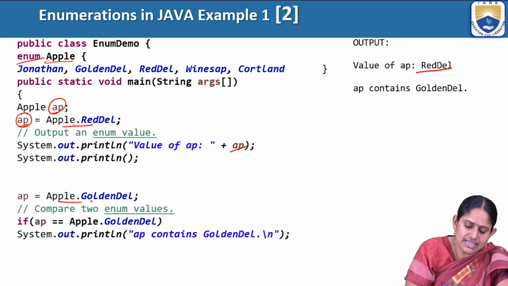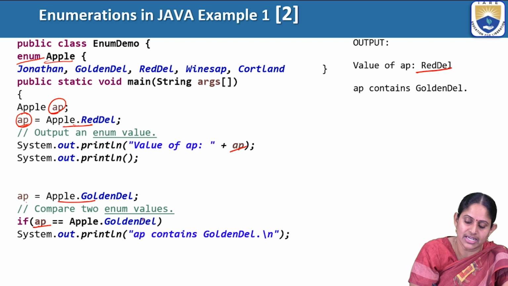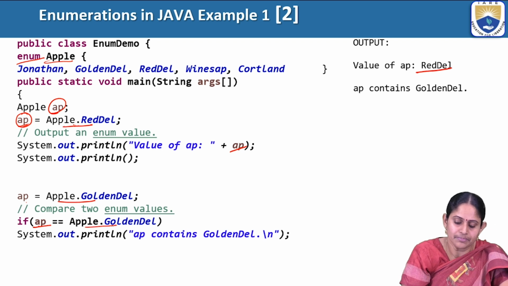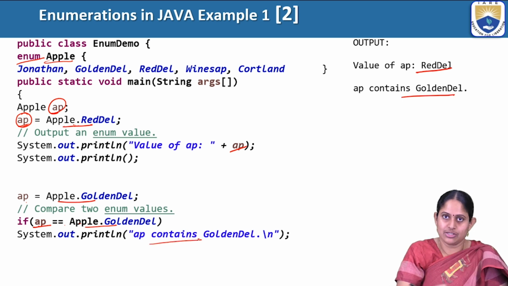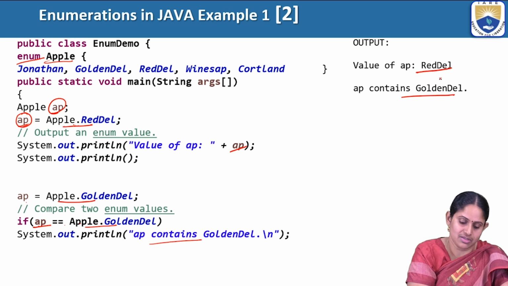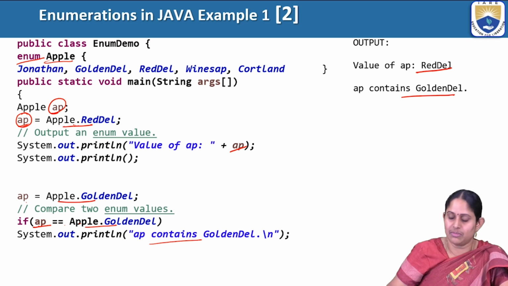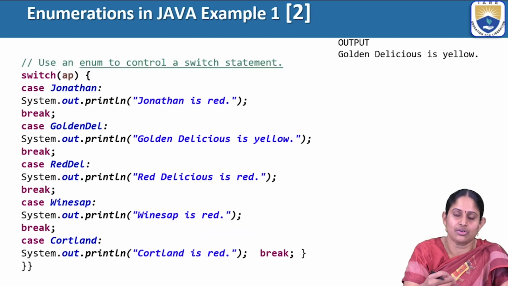Now we are assigning GoldenDel, and we can compare two enumeration constants. Here we have GoldenDel, and we are comparing it with Apple.GoldenDel. They both are equal, so it states Apple contains GoldenDel. So you can assign an enumeration constant to an enumeration variable, you can compare two enumeration values, and you can use them to control a switch statement.